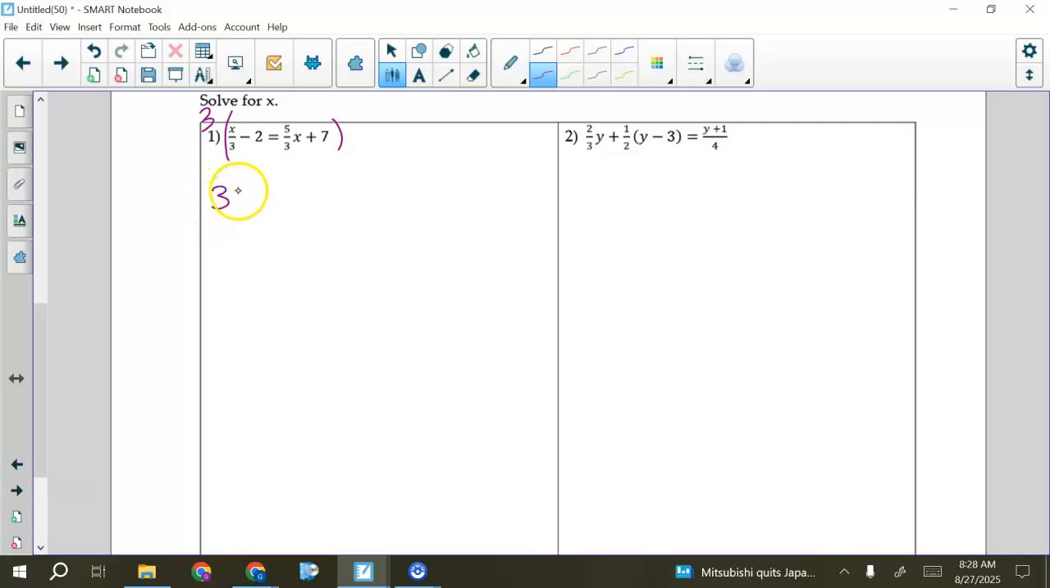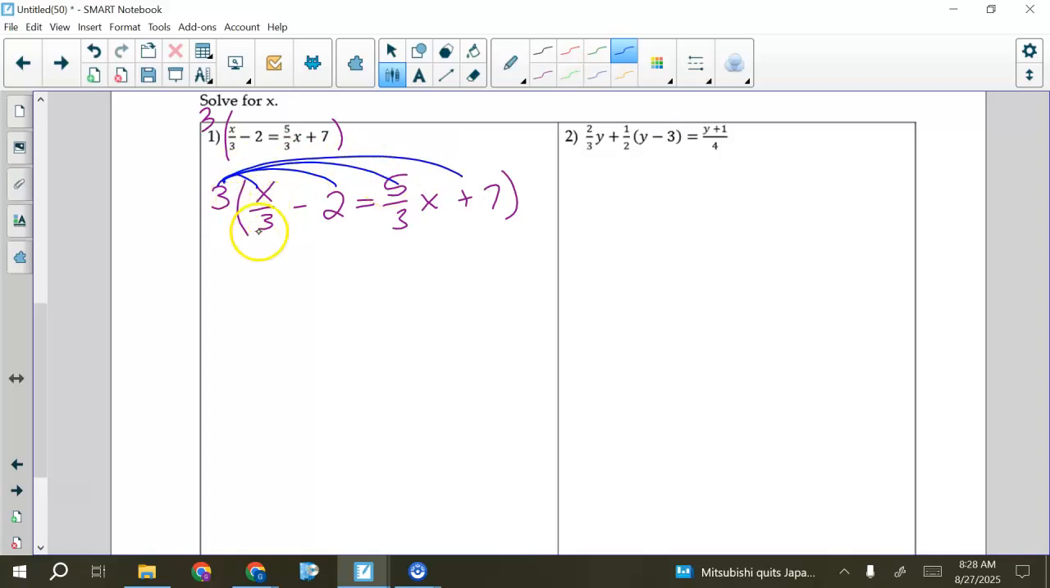So it's going to become 3 times x over 3 minus 2 equals 5/3 x plus 7. Then you can distribute that 3 through. So 3 times x over 3, those 3's are going to cancel, so you'll just be left with x. This one didn't have a denominator, it's like over 1, so it's just 3 times negative 2 would be minus 6. Again, the 3's are going to cancel, so we're left with 5x, and then 3 times 7 would be 21. From there, just get x's on both sides.